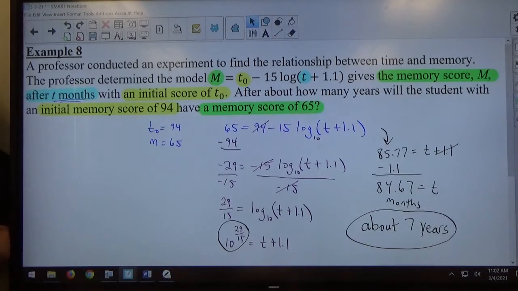So, the general idea of all these word problems you're going to get in your homework: they're going to give you an equation. You need to substitute what you know into the equation and find the one thing that's missing using one of the techniques we've learned in this chapter for solving exponential or logarithmic equations.